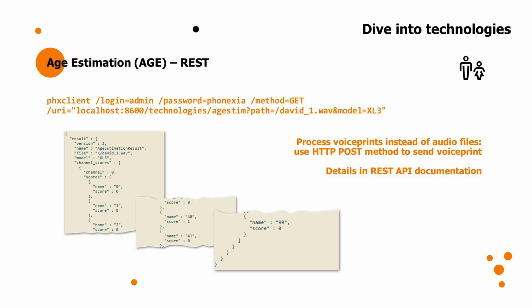Screenshots show the JSON response returned from server, result object containing version and name of the result structure, name of the processed file and technology model used for processing, and a channel scores array containing results for each audio channel, channel ID, and scores array with age values from 0 to 99, where the detected age has score value 1 and all others have 0. In this example, the middle screenshot shows that the detected age is 40 since its score is 1.